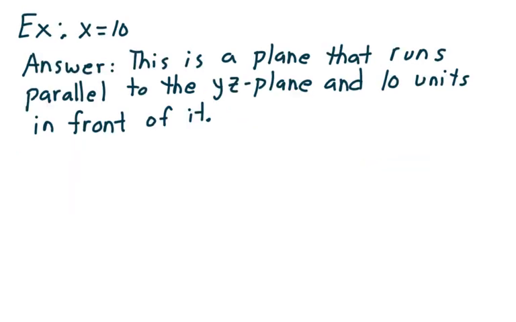x equals 10. This is a plane that runs parallel to the yz plane. Same kind of reasoning. So we could write this as x plus 0y plus 0z equals 10. So y and z can take on whatever they want, and x is the one that stays fixed. So this is a plane that runs parallel to the yz plane and 10 units this time in front of it. That's x equals 10.